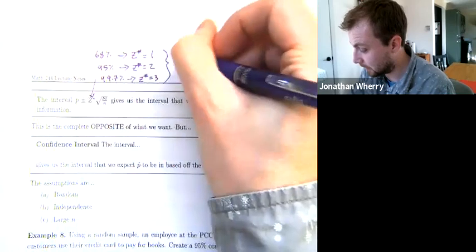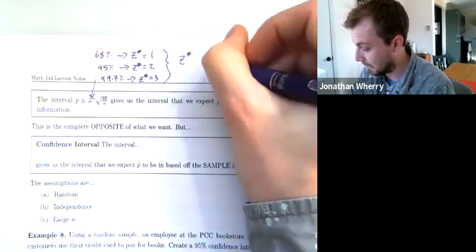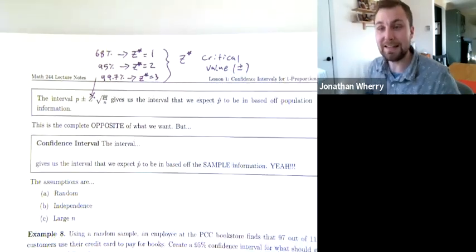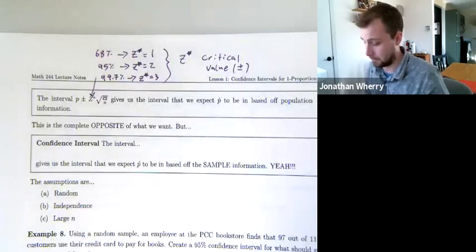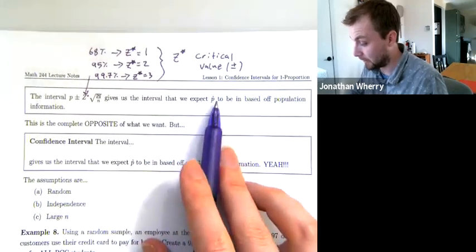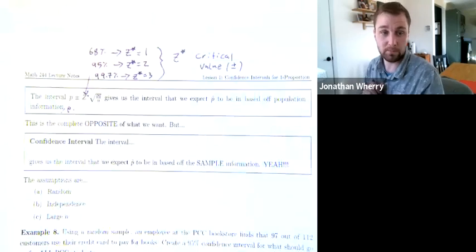So this Z star symbol that I'm using, this is my critical value. It tells me the number of standard deviations that I need to add and subtract to get a certain level of confidence. This interval tells me what I should expect for P hat based off of the population value P.